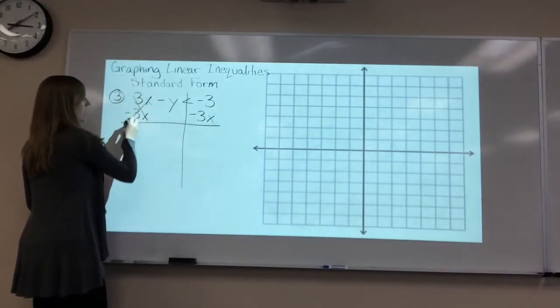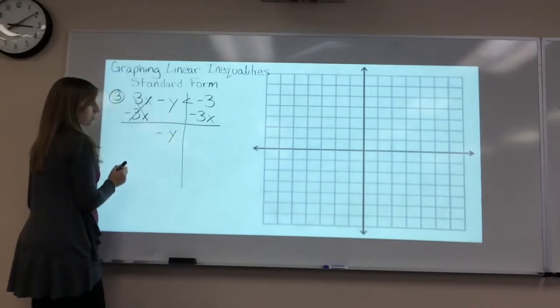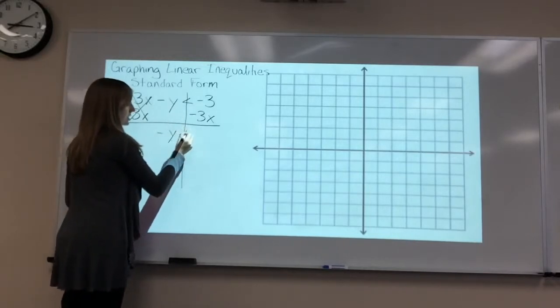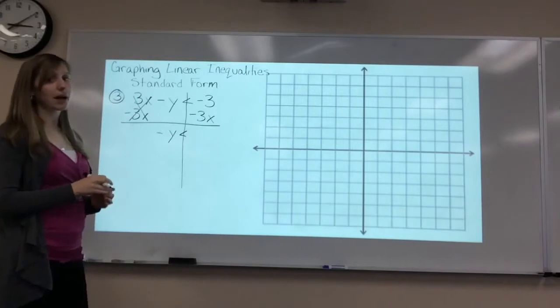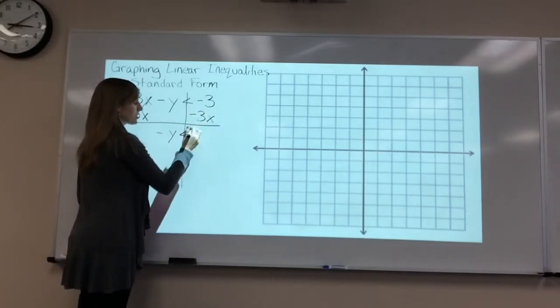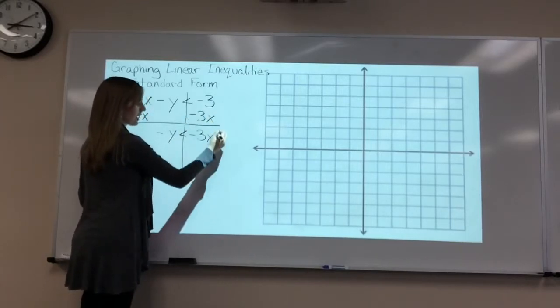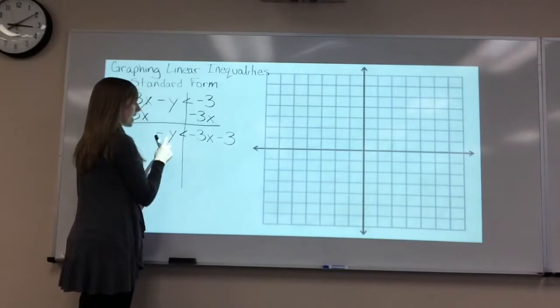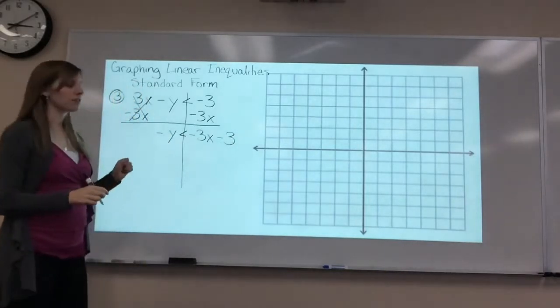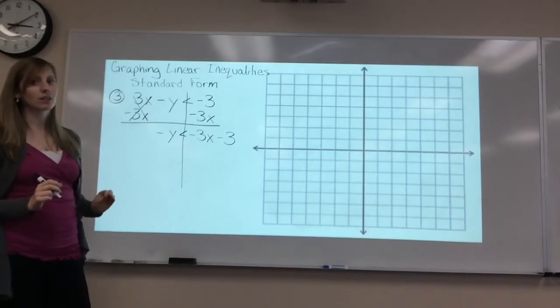They cancel. This is a negative y. You must keep the negative sign with the y. The less than sign stays the same because I did not divide by a negative. Make sure you put the x term first. So negative 3x comes first, and then the minus 3. Now, y is not by itself. There is a negative sign in front of it, okay, which means it is not alone.